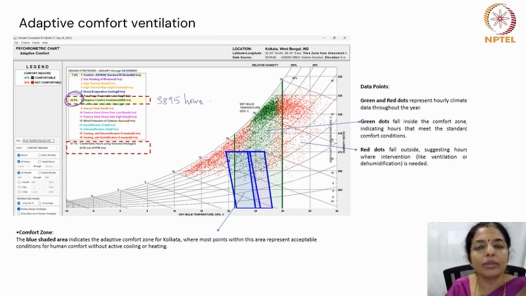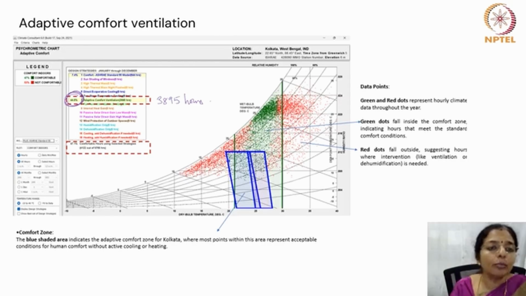What is adaptive comfort ventilation? It means using natural or forced ventilation to enhance comfort by taking advantage of outdoor air conditions. It adapts to varying temperatures using outdoor air when conditions are favorable to reduce the reliance on mechanical cooling. In Kolkata's humid climate, this strategy helps maintain indoor comfort by optimizing airflow, especially during moderate temperature periods.